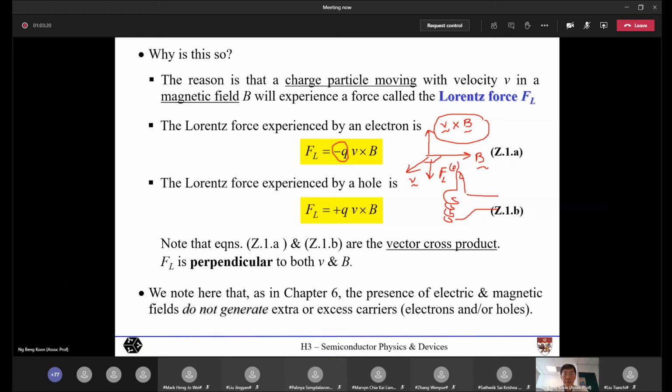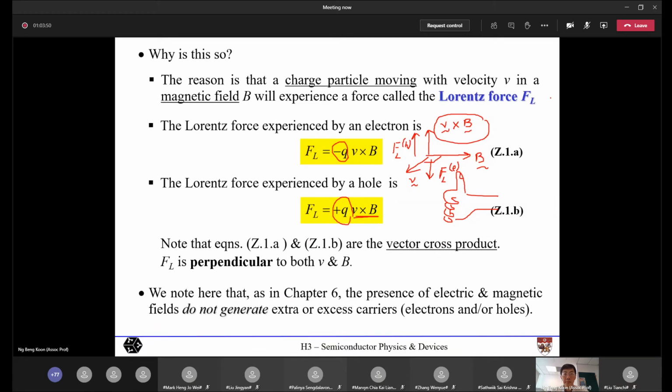On the other hand, if it's a hole, then the V cross B vector is upwards. The charge is positive. So in the case of holes, given the same configuration, where the holes are moving with a velocity of V in the same direction, the Lorentz force for holes is in the same direction as the cross product. It's determined by the charge. All right, that's how the Lorentz force comes about.